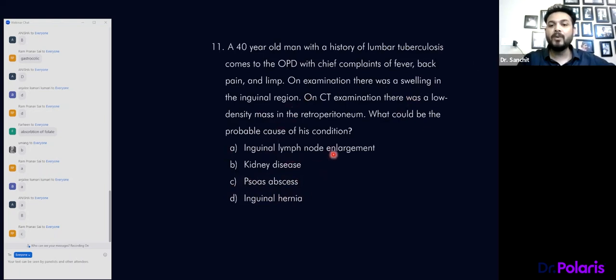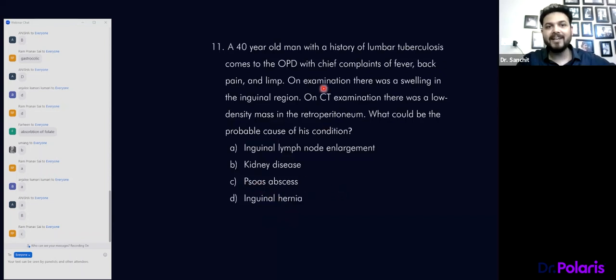Now, why can it not be inguinal lymph node? Because it is not in that area of retroperitoneum. Frankly, kidney happens to be in the retroperitoneum, but kidney disease is a very vague thing. Lumbar TB cannot cause a kidney disease straight away like that. Okay, because this patient is also limping. Now see, limp. Why did the limp come? Because my psoas major is getting contracted again and again. That's why that patient is limping. He's not able to walk. Inguinal hernia cannot be a right answer because it is in the inguinal region. So the only thing left is psoas abscess.